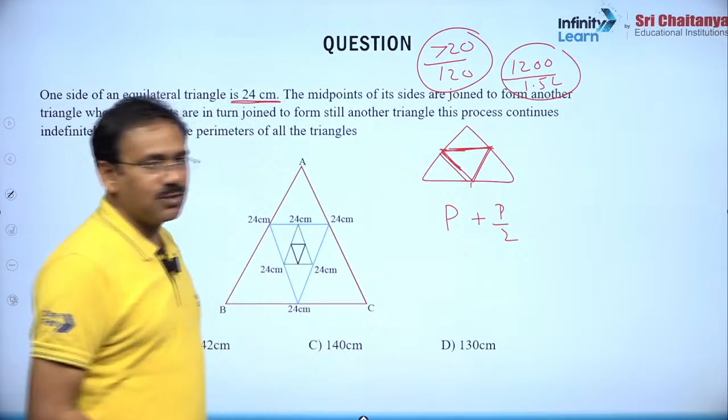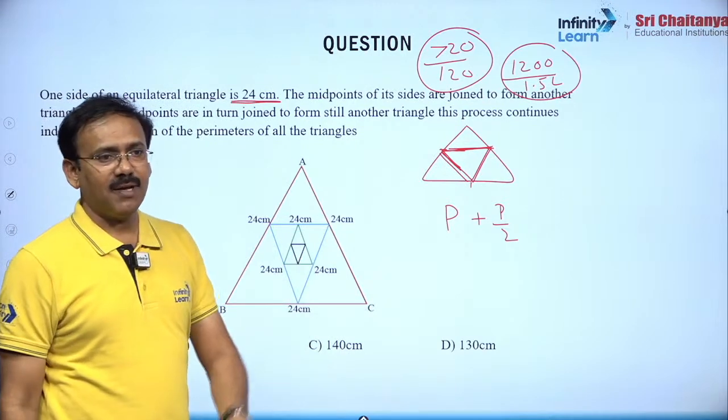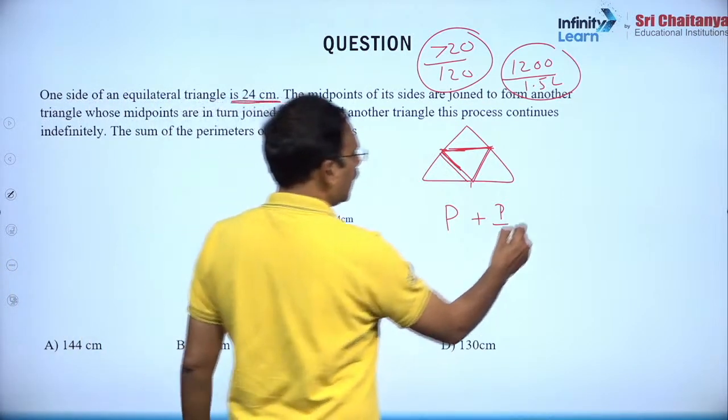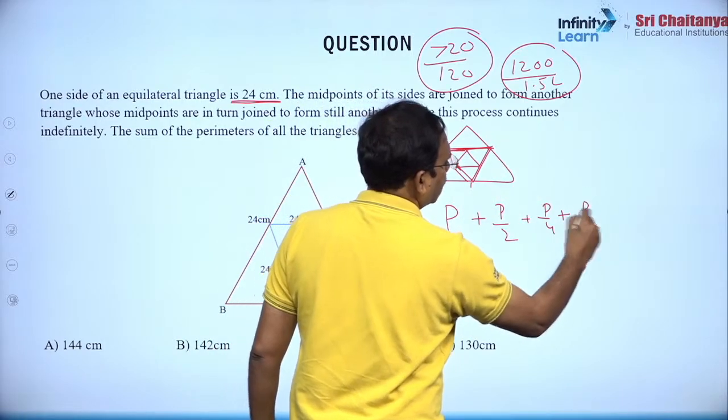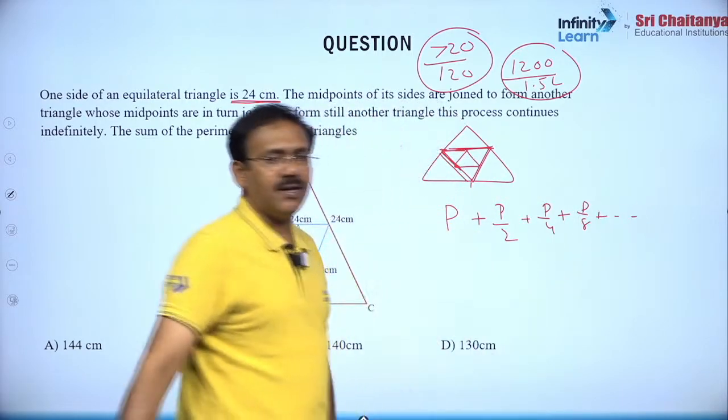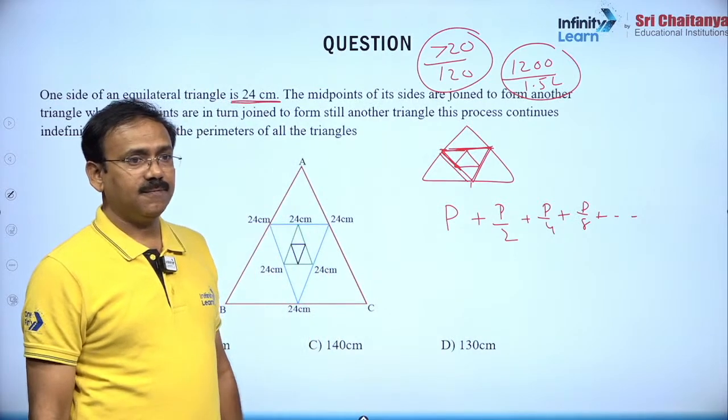Okay, coming back to this, the perimeter is P, the second perimeter is P by 2. Now the next, if you join, again you will get half of this, next half of this, this is the one, my dear friends.